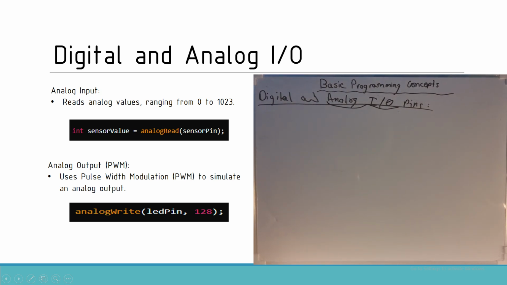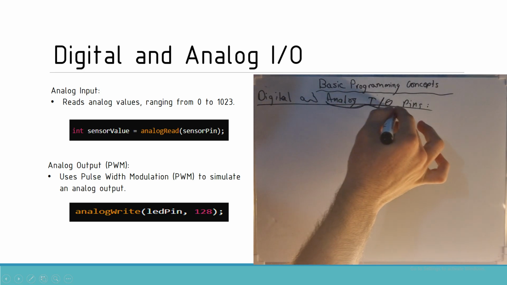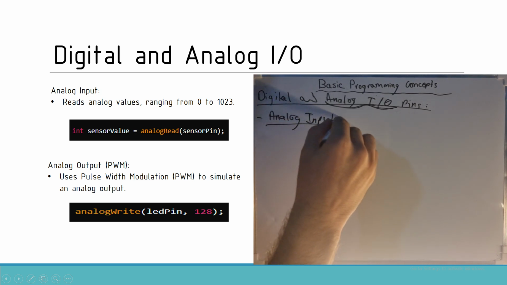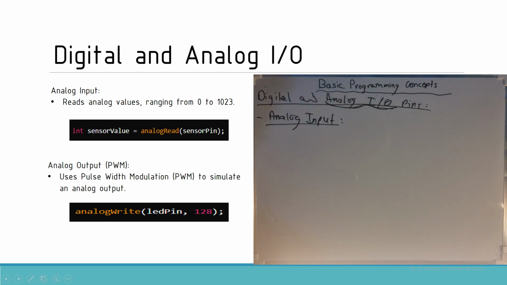Okay, now reaching the analog input output pins programming. First, analog input. As we know, analog input pins are perfect for reading sensor values.